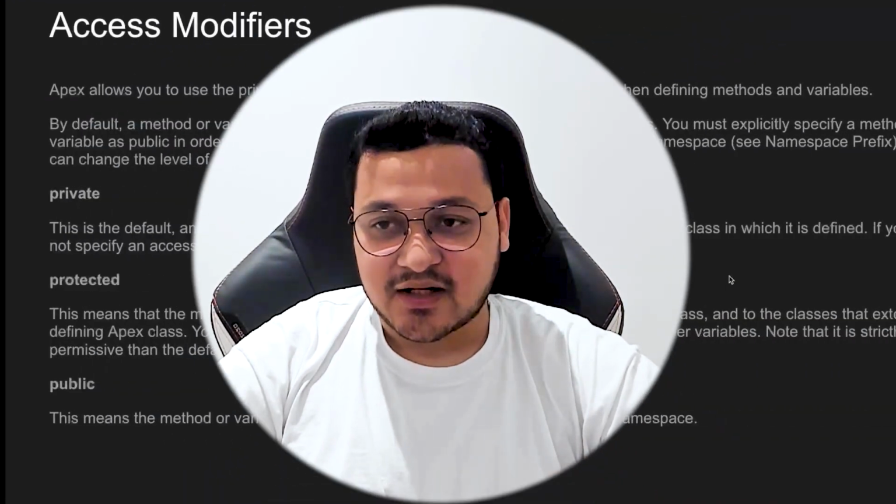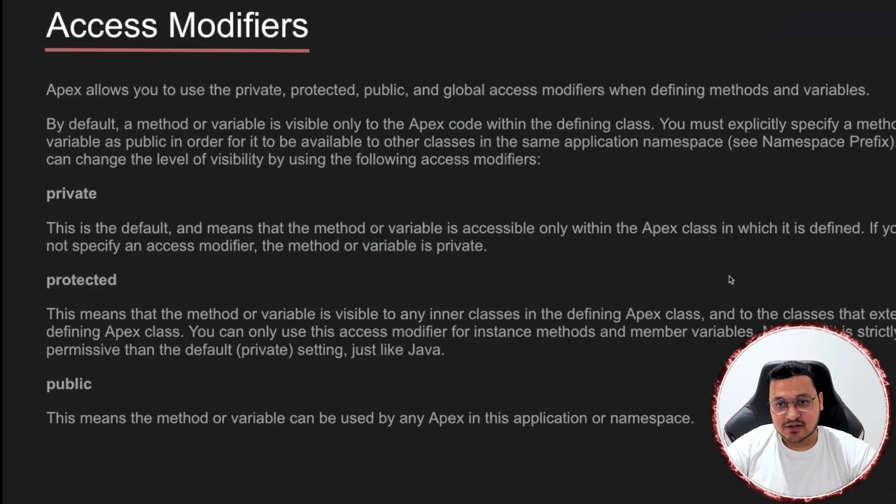Today, we are going to talk about the access modifiers. What are they and how do we use them in our code? So let's first understand what access modifiers are. Access modifiers provide access to your class, methods, and variables. There are three types of access modifiers available in Apex. They are private, public, and protected. In most scenarios, you would use public or private. There's one more, which is called global.